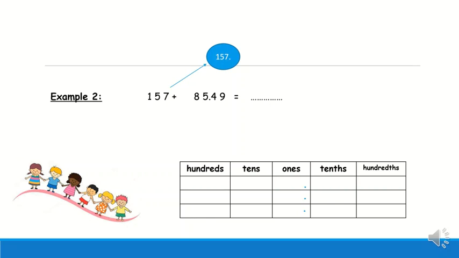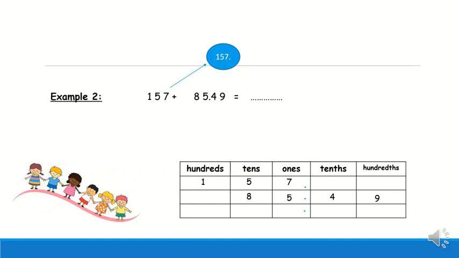Then I set up the whole part in each number. So for 157, here I have 7 ones, 5 tens, and 1 hundred. There is no tenths and no hundredths. So let's set up the second decimal number. So the whole part for the decimal number, I have 5 ones, 8 tens. Let's move now to the decimal part. We have 4 tenths and 9 hundredths.